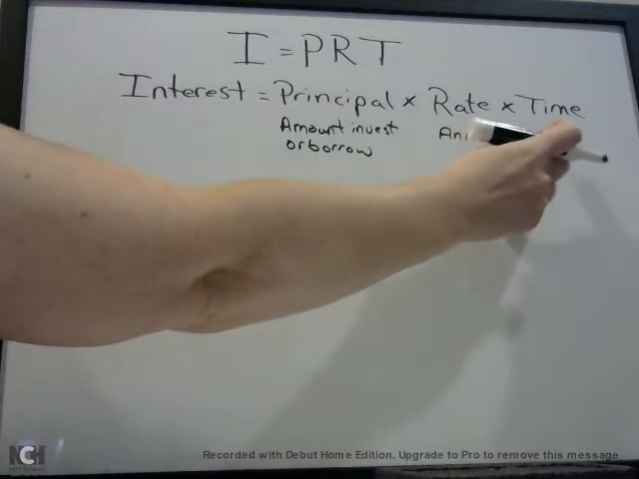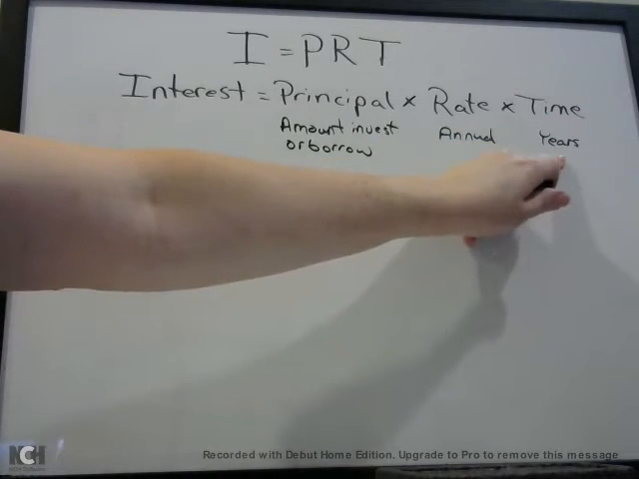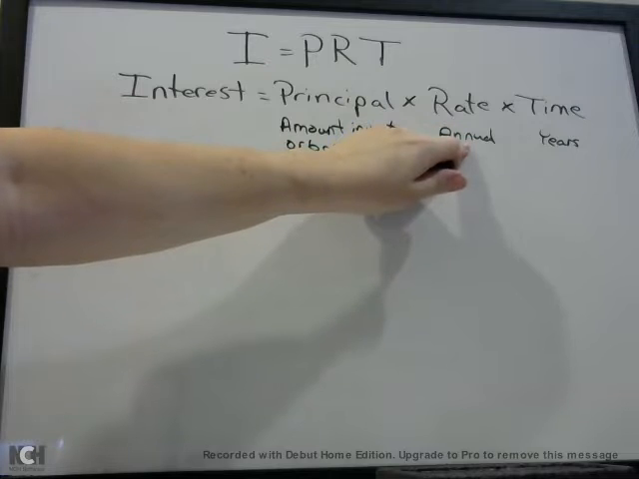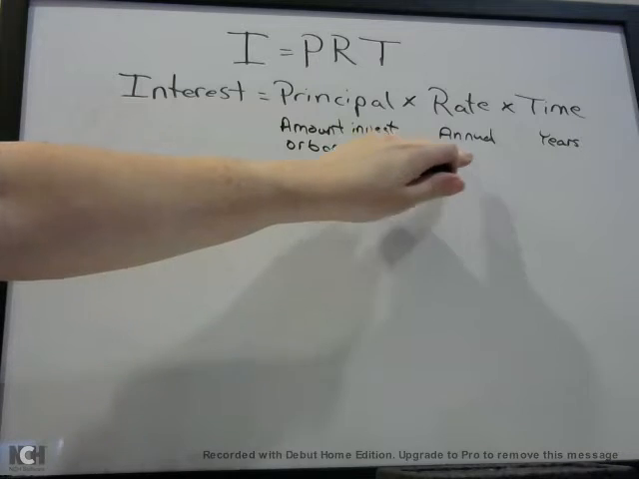And you'll see where this is going to come into play because they'll especially try to trick you regarding the time component of this formula. And also remember that the rate has to be a decimal number, not a percentage.